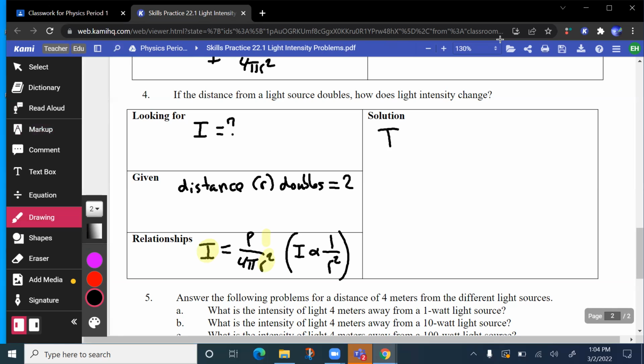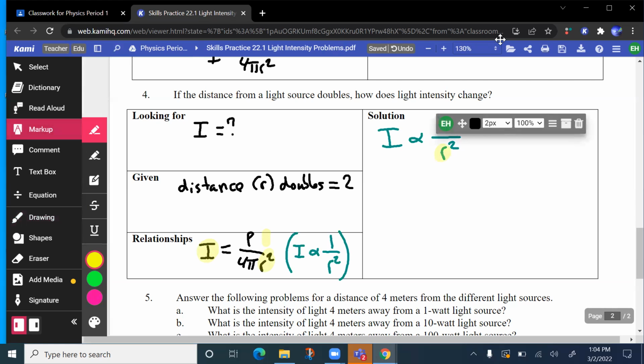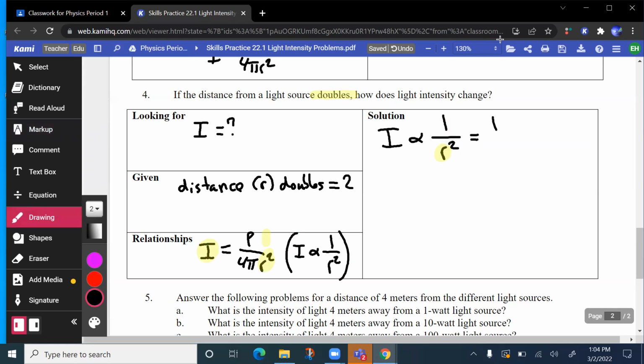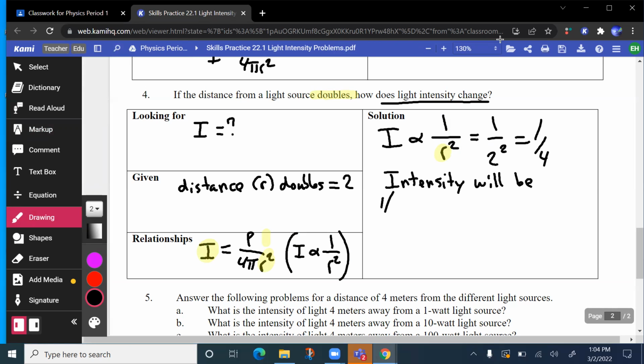Let's use our proportion. Well, what are we going to put in place of r? Well, our distance doubled. So it's 1 over 2 squared, or 1/4. So in other words, how does the light intensity change? The intensity will be 1/4 as bright, or 4 times dimmer, if you want to think about it that way.